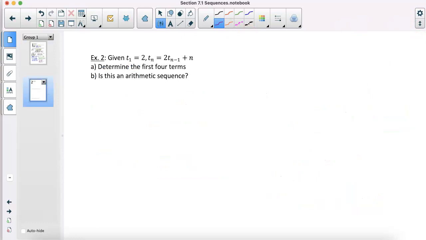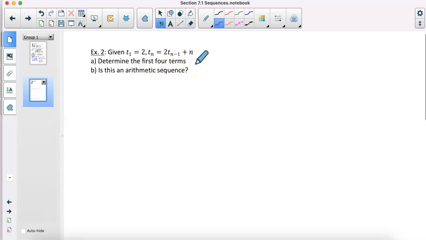Okay, let's take a look at the next one. So in this case, this example differs slightly. We're given the first term, and we're given a general equation, and we want to determine the first 4 terms. Then afterwards we're going to determine, is this an arithmetic sequence? So t1, we know to be equal to 2.